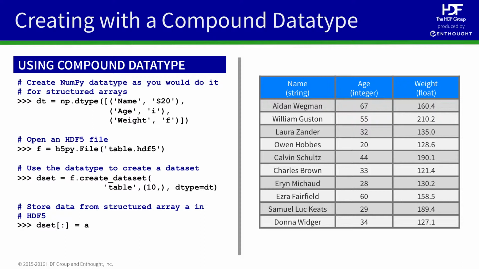The H5Py package uses Numpy structured dtypes to represent HDF5 compound types. For example, let's suppose we wanted to create a dataset to store our name, age, and weight information. First, we create our custom Numpy type with fields for name, age, and weight. Then we create an HDF5 file. And then, when we create a dataset, we supply a name, table, a shape, in this case, 10 elements, a 1D array, and we specify the dataset should be of this custom type. Then, we can initialize the entries from the Numpy array we already created.